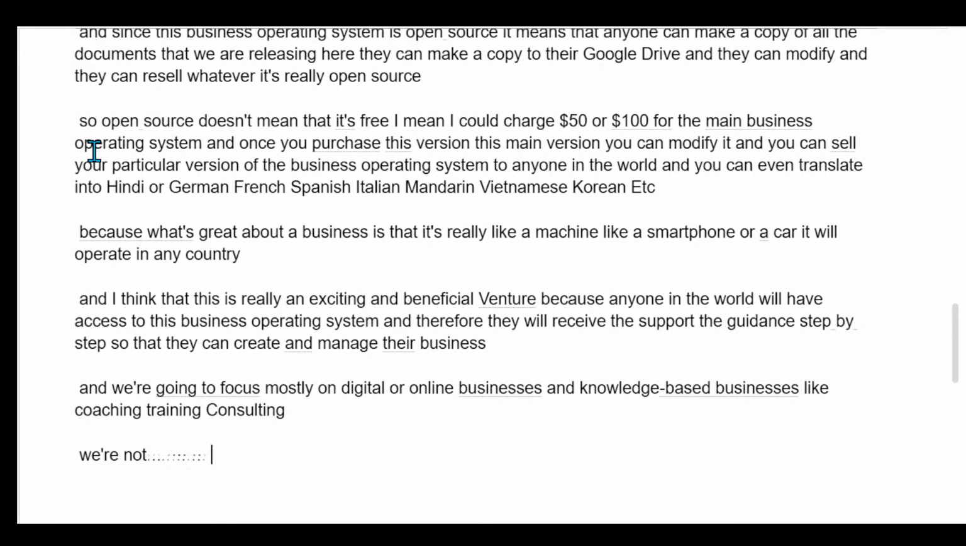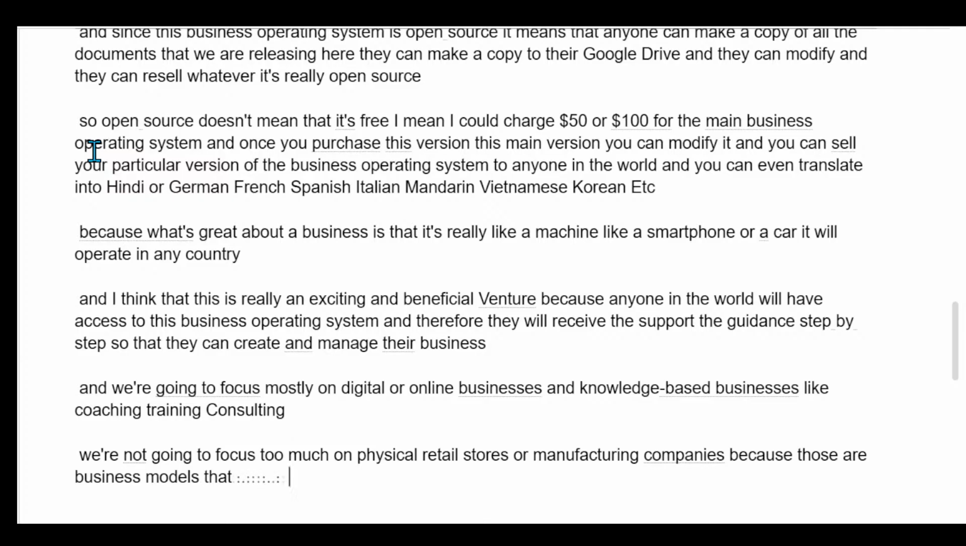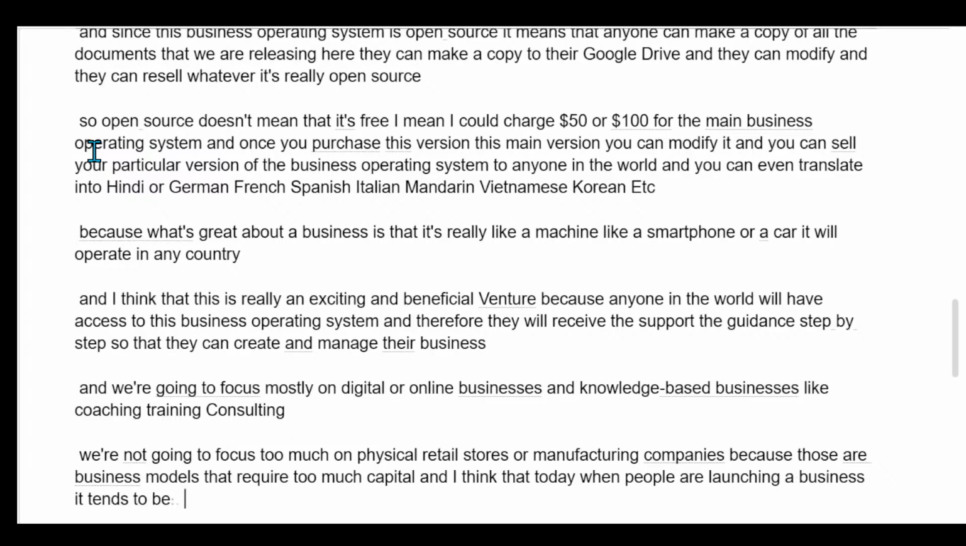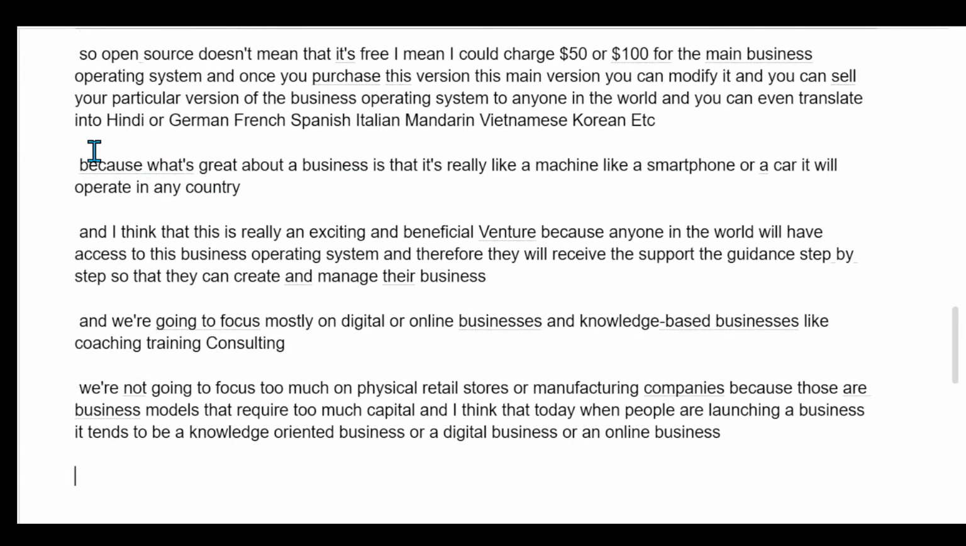We're not going to focus too much on physical retail stores or manufacturing companies because those are business models that require too much capital. And I think that today when people are launching a business, it tends to be a knowledge-oriented business or a digital business or an online business. So that is the demand, and we're going to focus and specialize in those areas.